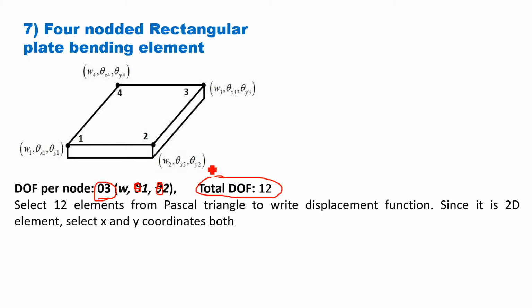Now the bending element is similar to the beam. Theta 1 and theta 2 are not primary unknowns. If we know the polynomial function of W, we can find theta 1 by differentiating W with respect to X, and we can find theta 2 by differentiating W with respect to Y. So theta 1 and theta 2 are not unknowns.